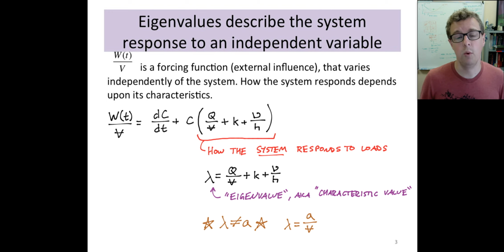You might ask yourself, what are those units? When I look at lambda, I look for the simplest term. I see a first-order reaction rate. So lambda has the same units as that first-order reaction rate. It's 1 over time.